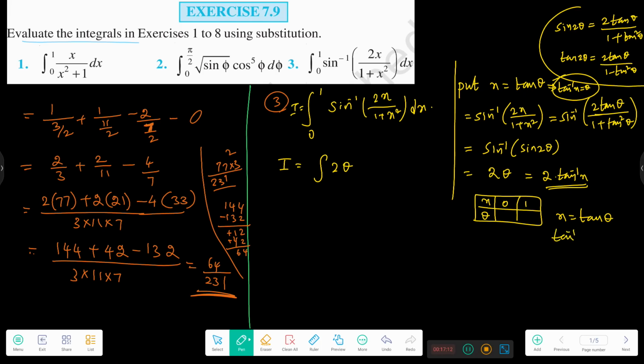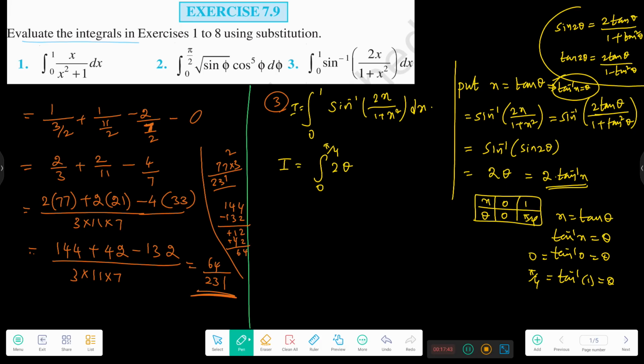Tan inverse x is equal to theta. Now if I give 0, tan inverse 0, for what angle you will be getting this one? 0 degree. Then 0 again. So where will you get tan inverse 1 is equal to theta? 45, so pi by 4. So the limit became now 0 to pi by 4.